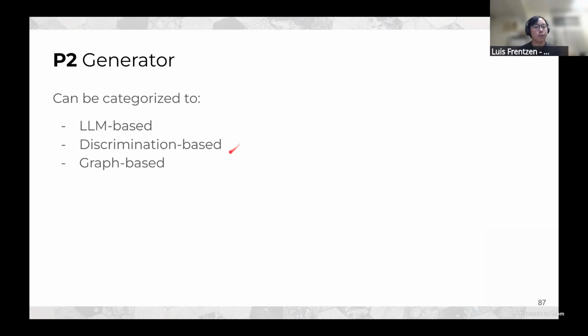The other thing is that you can use a discrimination-based generator. Discrimination means that most probably this is not for generative use cases. So for regression or classification, you can use this. This is not too complicated in a way. You don't need to really generate something.